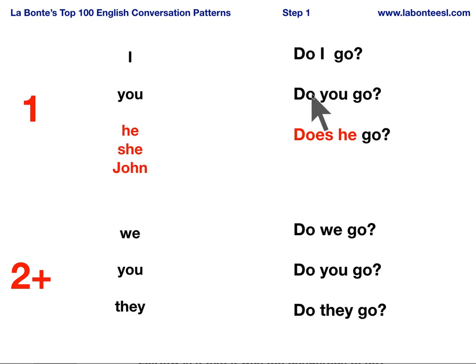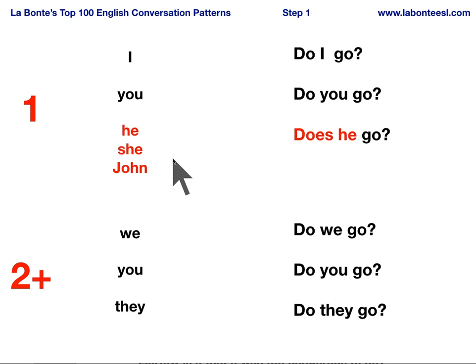Instead of do, does is used. Does he go? Does she go? Does John go? Once again, singular. I don't tell them singular, but this is a little exception in the English language. I know in Korean they don't have this exception, so I don't know in your language, but if it's the same, I have to explain this difference to them.